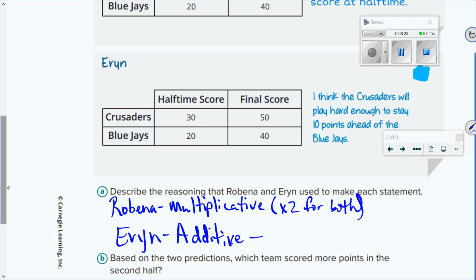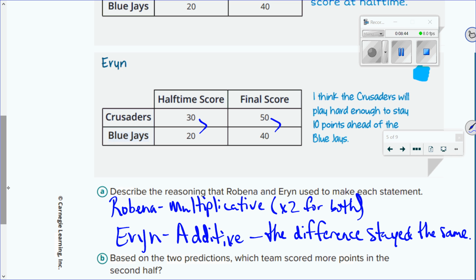She just added, and actually the key is, how far apart are those two? 10. How far apart are those two? 10. So the difference stayed the same. In other words, you were adding the same amount to both. So please make sure you write that down in your book, since I didn't really give you guys time to talk about that one. So Robina was using multiplicative reasoning. She just took both of their initial scores and multiplied them by 2. Aaron was using additive. The difference between the two is always going to be the same. So that means we just added 20 to both of their scores from their first half score.